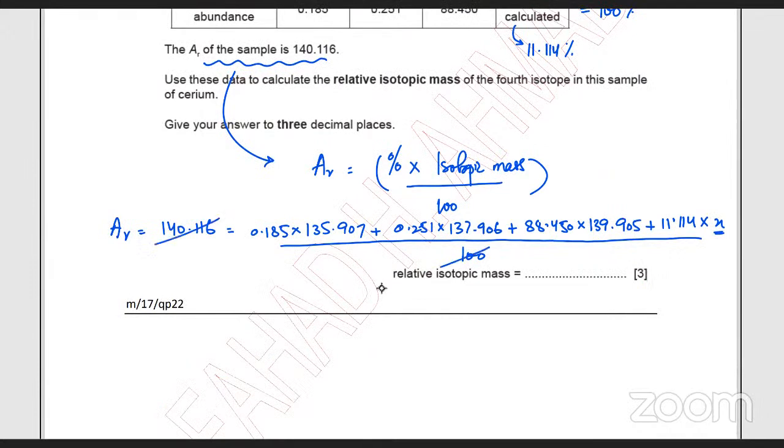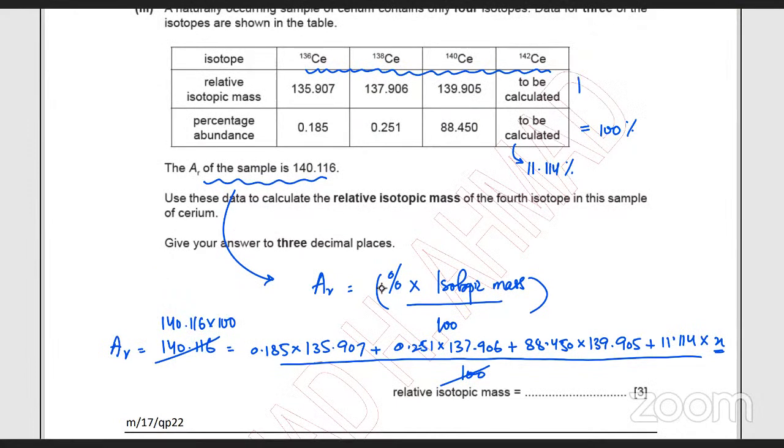You can take 100 over here. This will become what? Sorry, times 100. So you're getting 141.915.